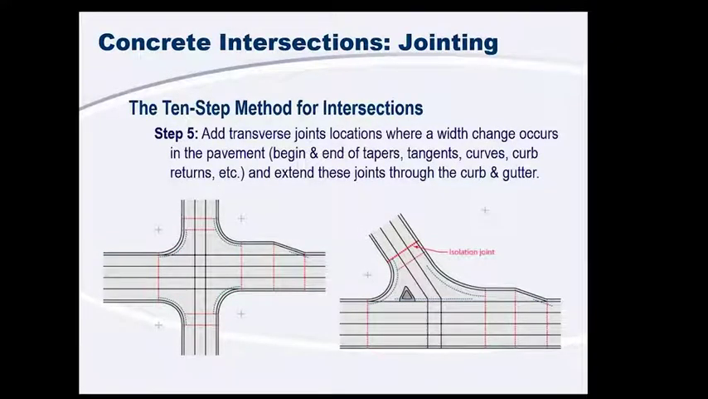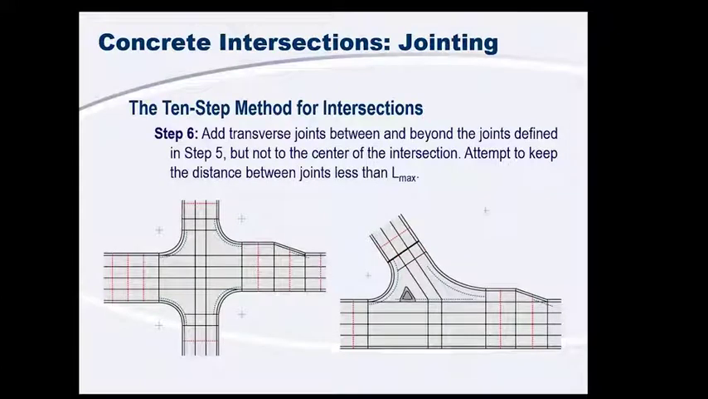So next up, step 5, we add transverse joints wherever the width of our pavement changes. You can see here, wherever you start a curve, you're going to add in a transverse joint. You can see this one's from this side, this one's from this side, so we add in our transverse joints at our width changes. And once we do that, we can add our transverse joints outside of the central area of the intersection. Here we want to keep in mind our maximum joint spacing, and we want to try to keep our joint spacing as uniform as possible.